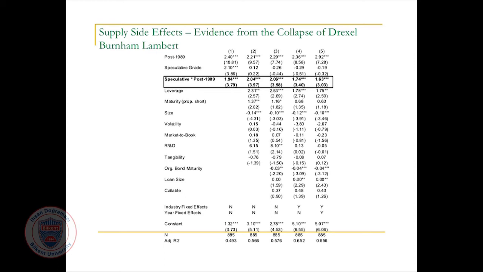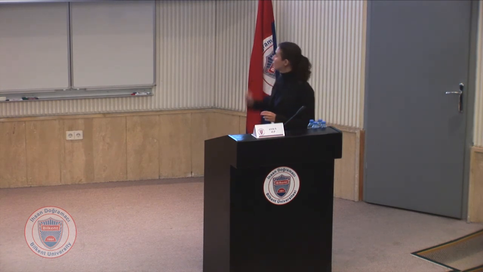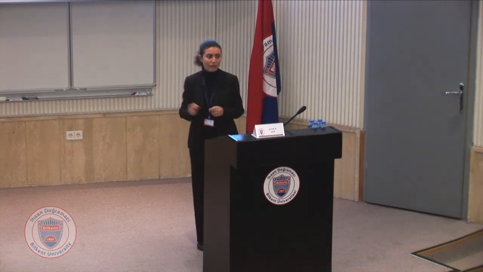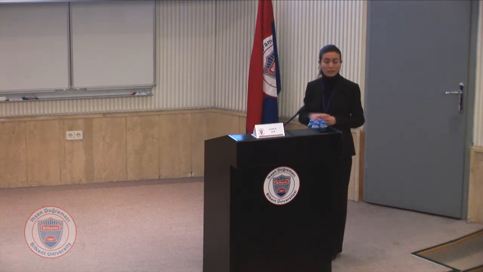Here we employ a difference-in-differences specification, where the treatment group is the speculative grade firms and the control group is the investment grade firms. Because credit conditions deteriorate for speculative grade debt, we expect the speculative grade firms to increase their covenant use relative to investment grade firms. In our specification, of course, we have the post-89 dummy, the speculative grade dummy, and the interaction between the speculative grade dummy and the post-89 dummy, and additional controls.